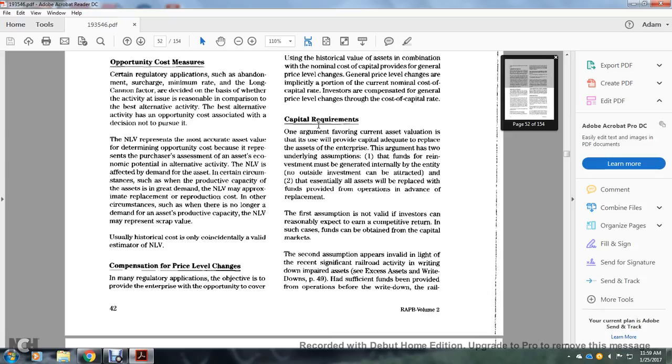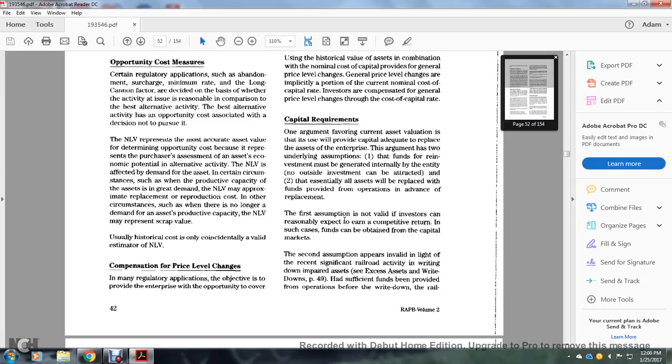Our capital requirements. The argument favoring current asset valuation is that it will provide capital adequate to replace the assets of the enterprise. This rests on the underlying assumptions that the funding for reinvestment must be generated internally by the entity, and that no outside investment can be attracted. Essentially, all assets will be replaced with funds provided by the operation and advanced for the replacement. The first assumption is not valid.